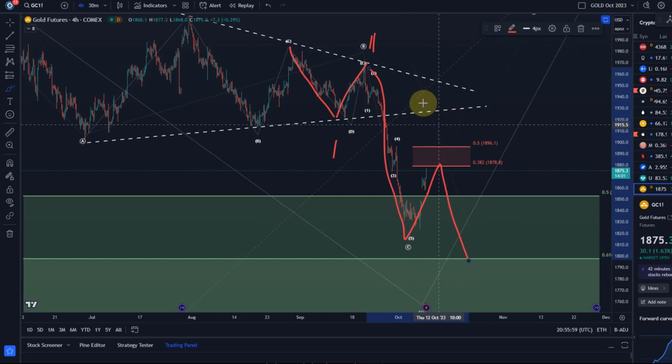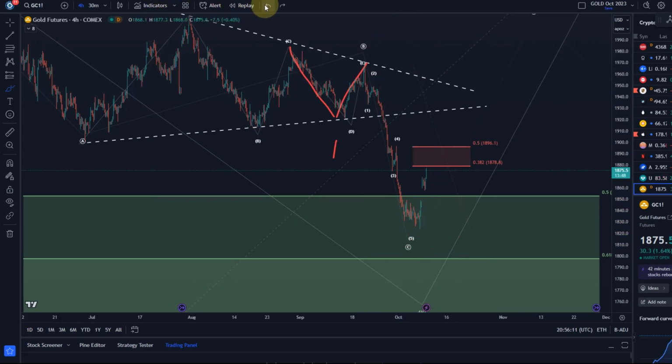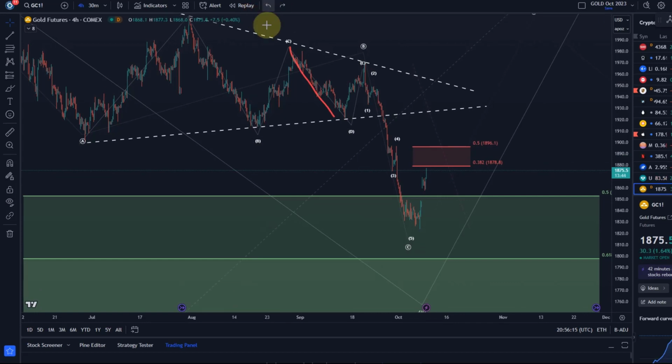If we break above it, it will invalidate this further downside. If we invalidate a bearish scenario, it will increase probabilities for the idea that a lasting low has been established. Okay, so which other scenarios do we have?